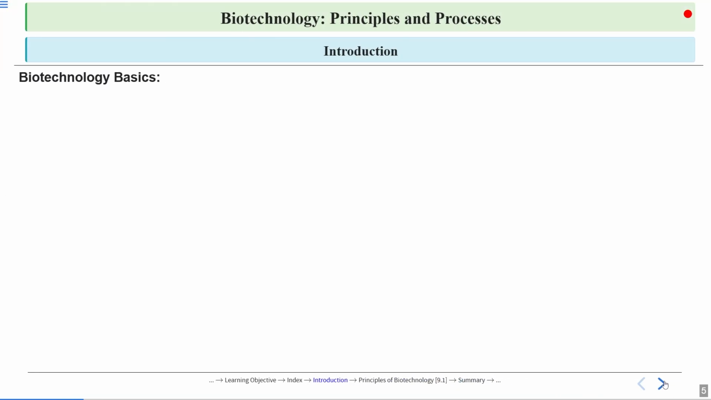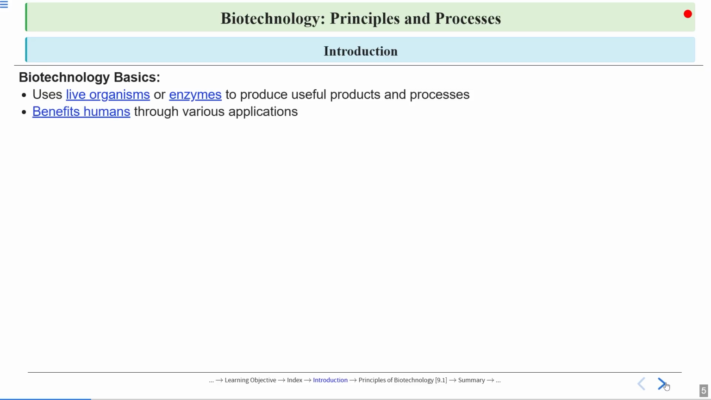So let's start. What is the basis of biotechnology? As the name suggests, it is the integration of biology and technology. In this, we use live organisms or enzymes to produce useful products and processes that are in favor of humankind. Using this biotechnology approach, live organisms or enzymes producing products and processes have been beneficial to humans through various applications.